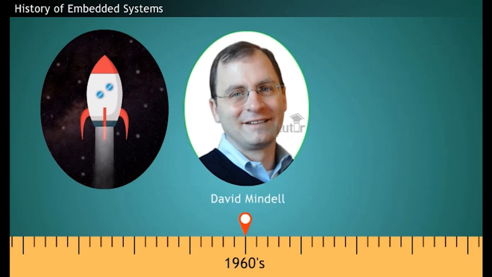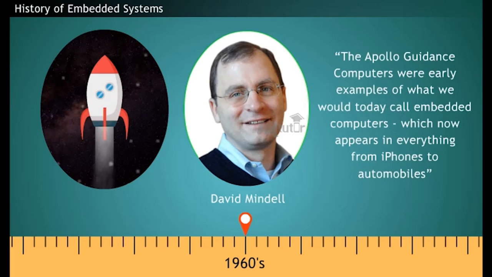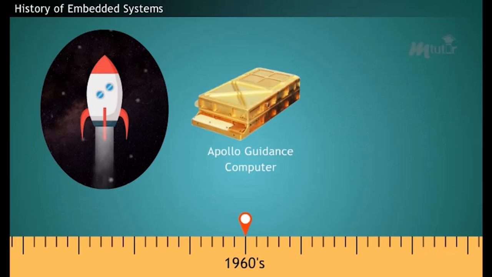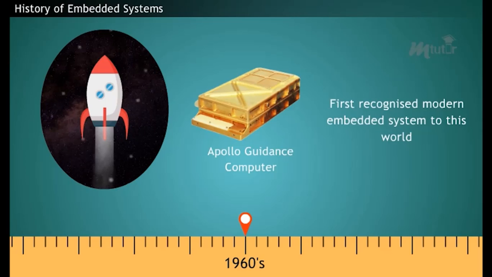MIT professor David Mindell, who is the author of Digital Apollo, says the Apollo guidance computers were early examples of what we would today call embedded computers, which now appear in everything from iPhones to automobiles. Thus, the Apollo guidance computer became the first recognized modern embedded system in this world.